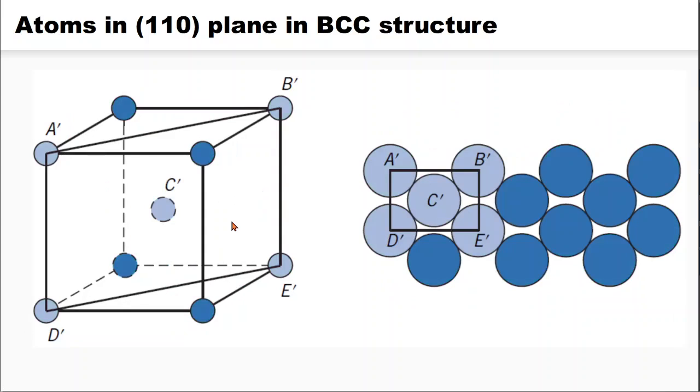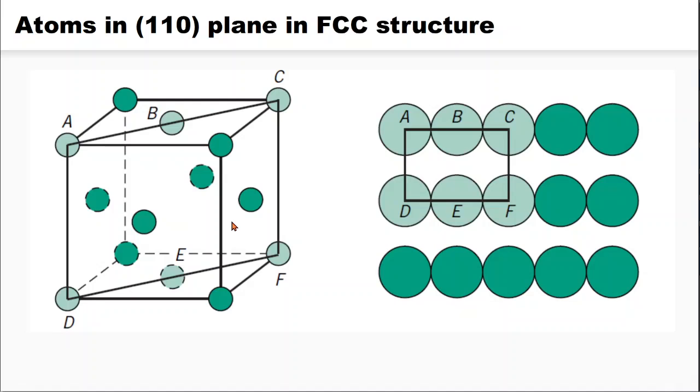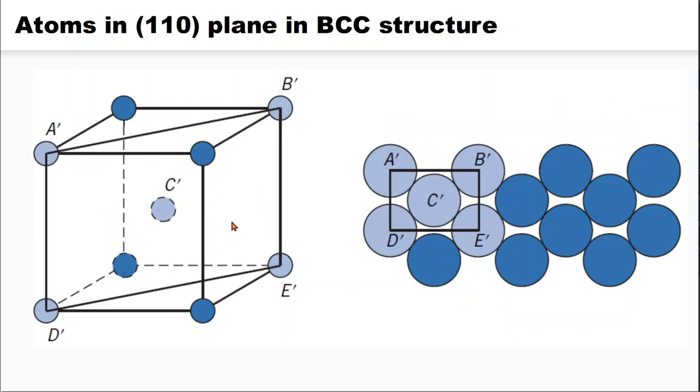Here's the arrangement in the same plane, 1,1,0, in the BCC structure. And as you can see, the atomic arrangements in these two structures are quite different. So this is across crystal structures. But in the next video, we will also see the differences in atomic arrangement in different planes within the same structure. We would like to be able to say certain things about such arrangements.